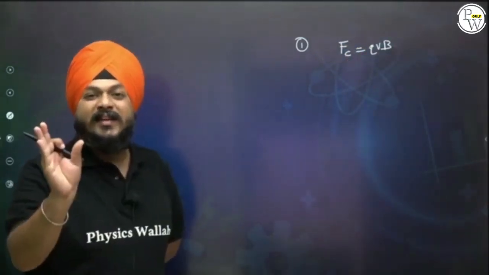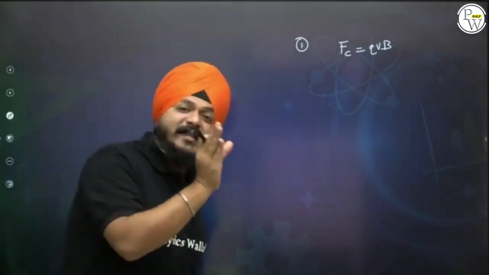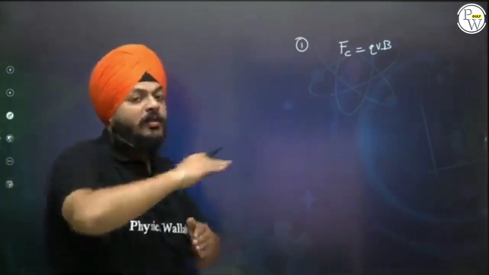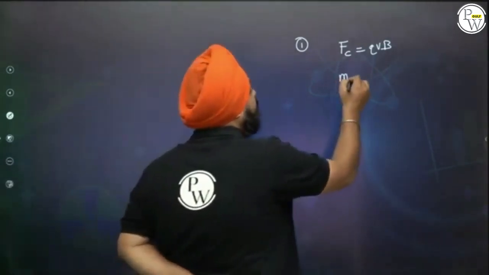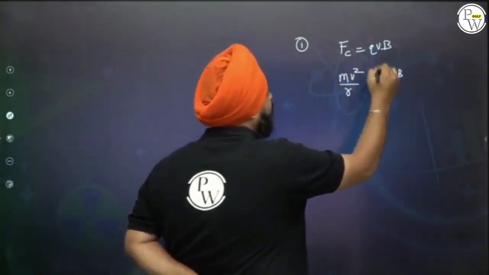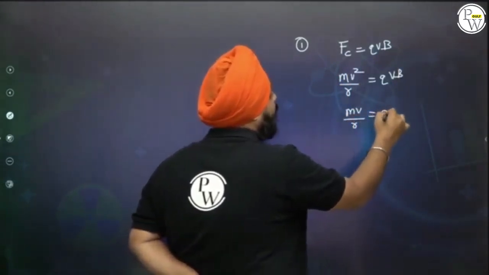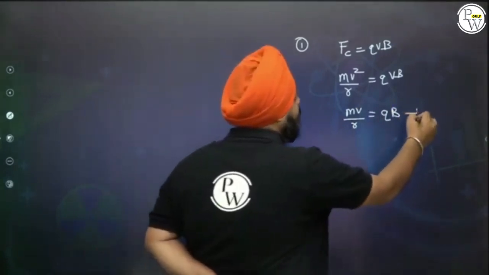The magnetic force is going to provide the necessary centripetal force, right? And the charge is going to move onto the circular path. These formulations we have seen in the theoretical part. So it is mv square by r, that is equal to qvB. So here we have mv by r equal to qB. Can I consider this as equation number 1?